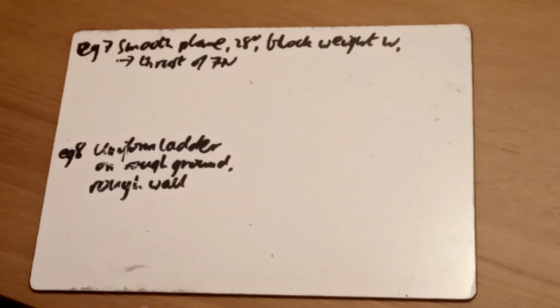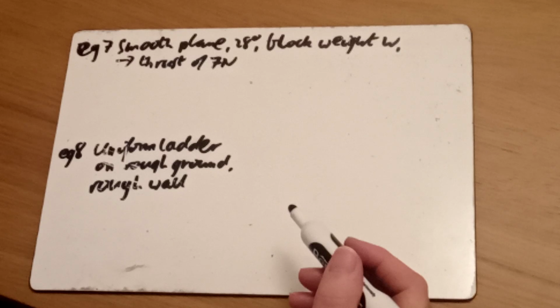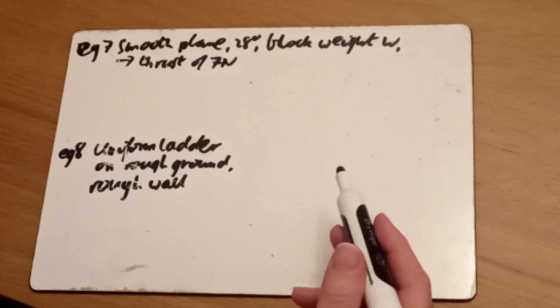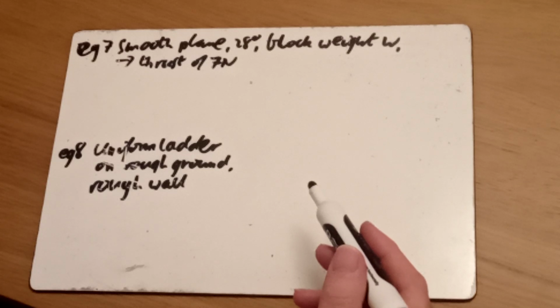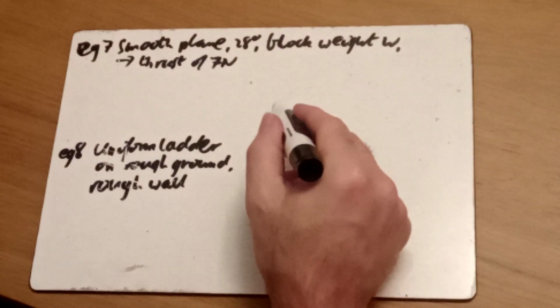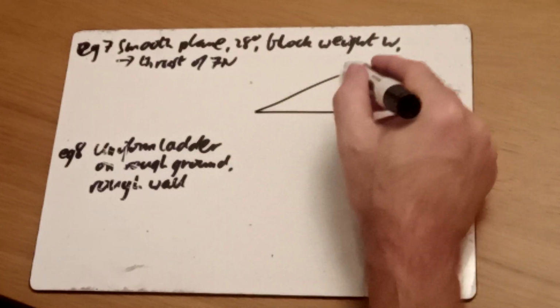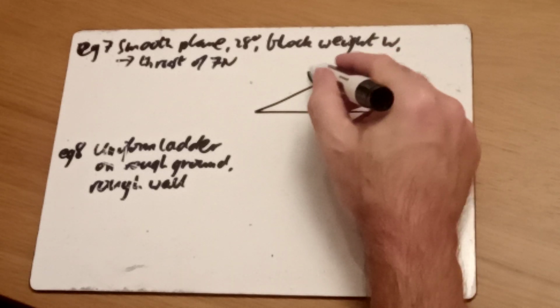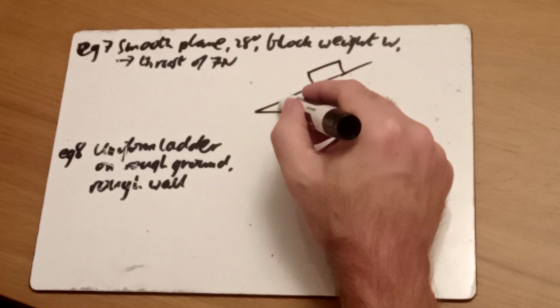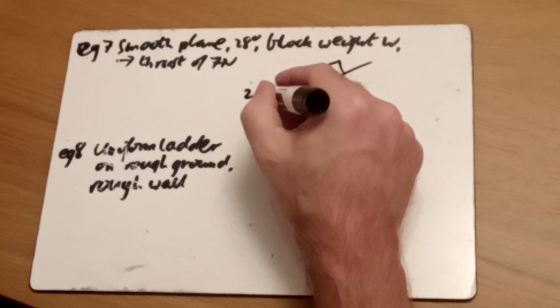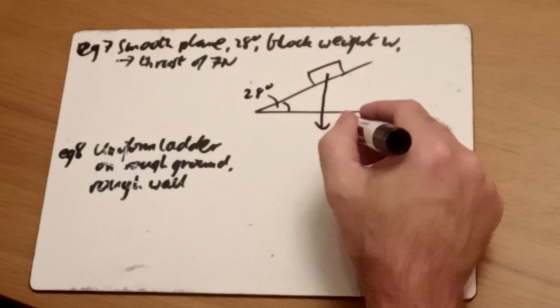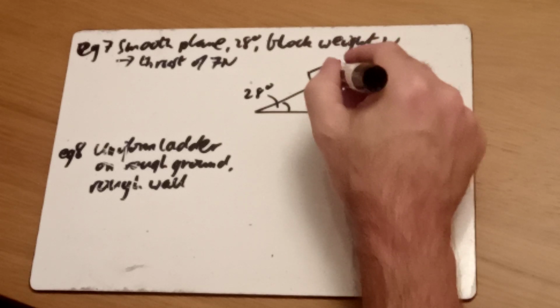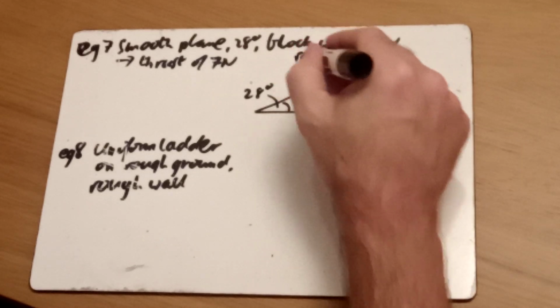Last couple of examples. We've got a smooth plane of 28 degrees to the horizontal. We've got a block of weight W newtons, and a horizontal thrust of 7 newtons. Here's my plane. You know what? It looks just the same as it did before. I've got 28 degrees there. I've got centre of mass. I've got vertical weight W. I've got a reaction, as always, there.